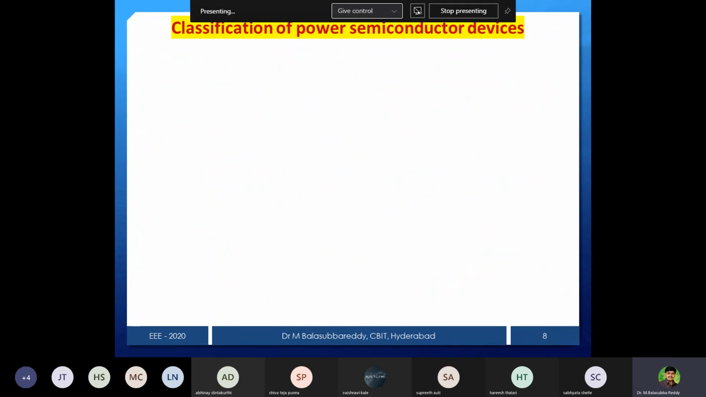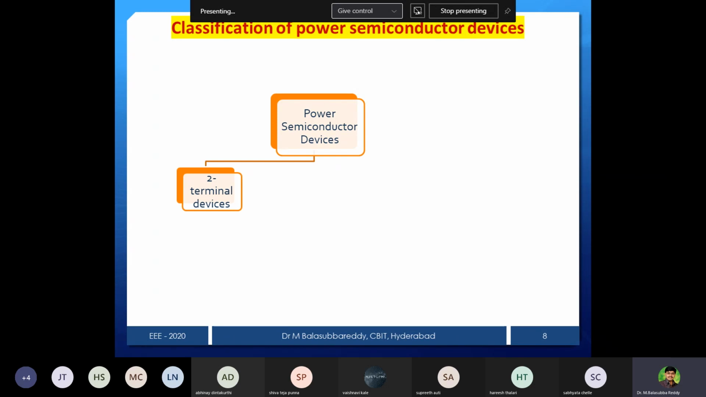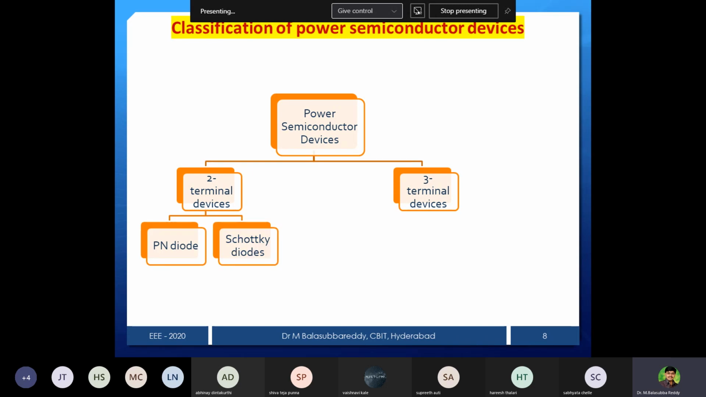Now we can see the classification of semiconductor devices. Power semiconductor devices, we can classify as two-terminal devices and three-terminal devices. What are the two-terminal devices? If you consider a diode, what is the diode? Anode and cathode. So that's why it is a two-terminal device. And Schottky diodes, this is one type of diode. It has an advantage compared to the normal one. Of course, there is a disadvantage also in terms of the rating and all. We'll see that anyhow.